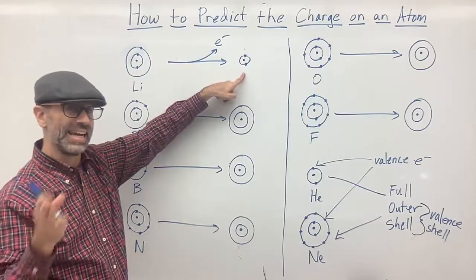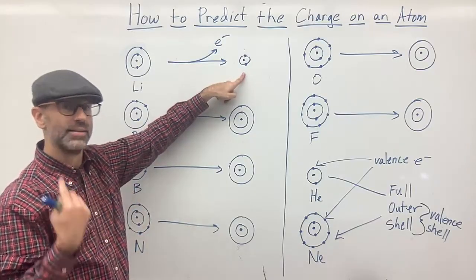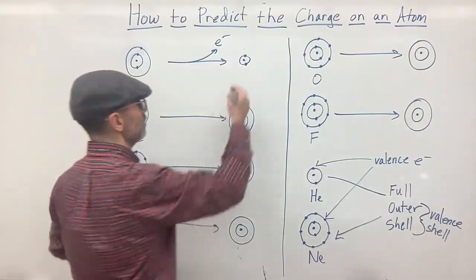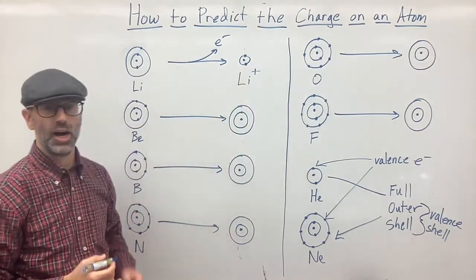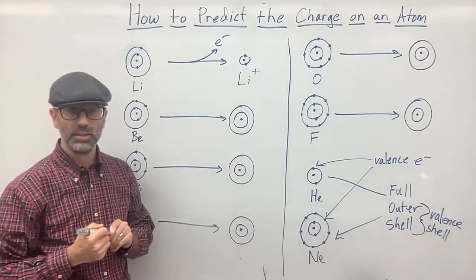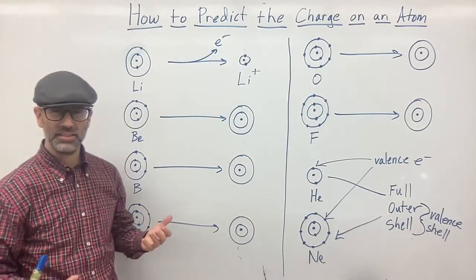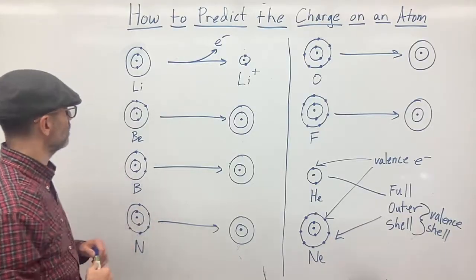So it lost a negative electron. That means there's 1 proton not being balanced, so that's a positive charge. So that means lithium has a +1 charge. We don't write the ones, we just write a plus. So it's got a +1 charge there. Does that make sense? Okay, hopefully it does. Let's go to the next one.